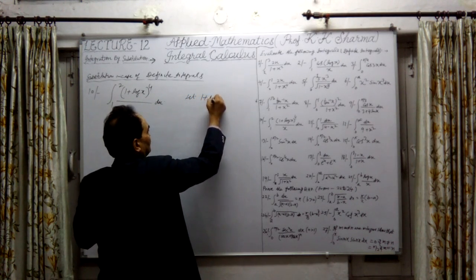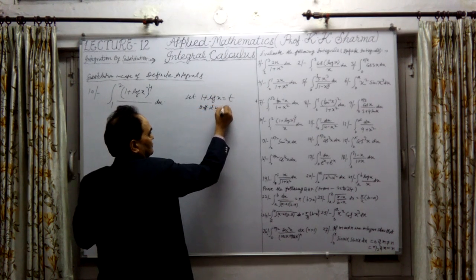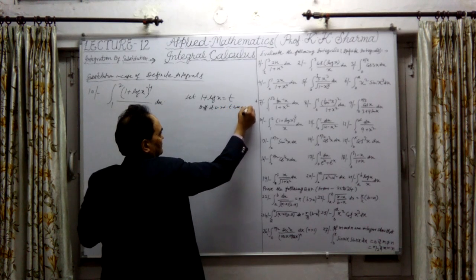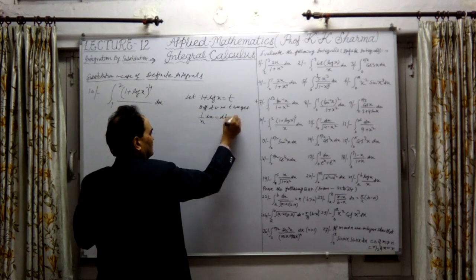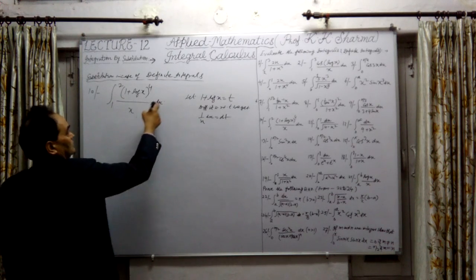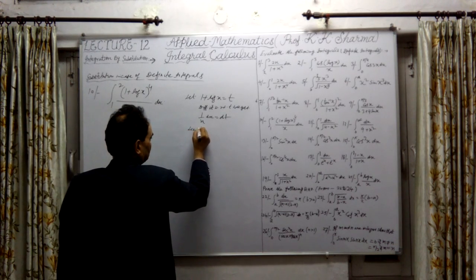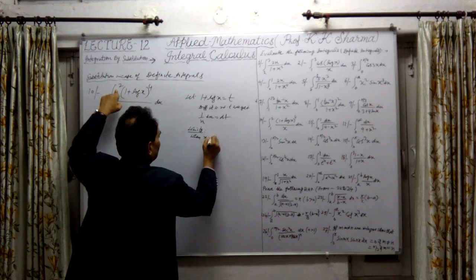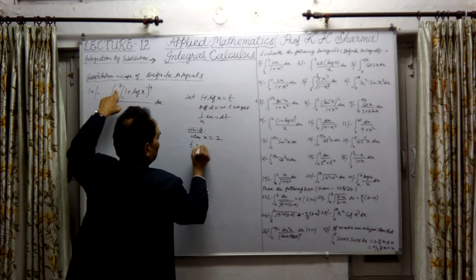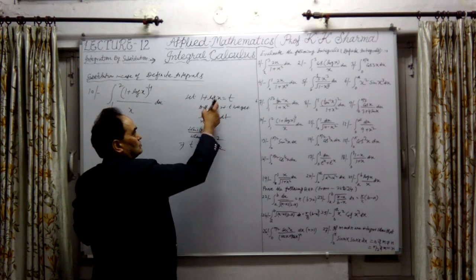Let 1 plus log x equal t. Differentiating with respect to t, we get 1 upon x dx equal to dt. We will substitute this, and the limits will also change. Taking the upper limit first, when x equals 2, t equals 1 plus log 2.